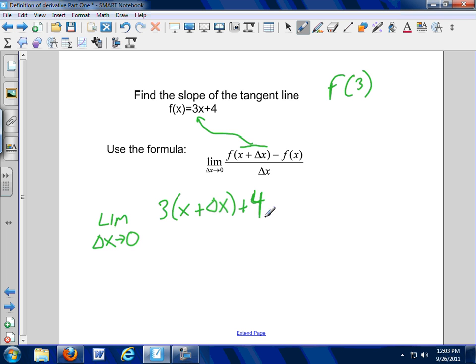Okay? And then we're going to subtract the f of x, which is this thing. And I would suggest put the parentheses so that way we don't lose any signs. So we've got the f of x plus delta x, subtract the f of x, all of that over delta x. How can we subtract 4? Because I made a mistake, thank you.